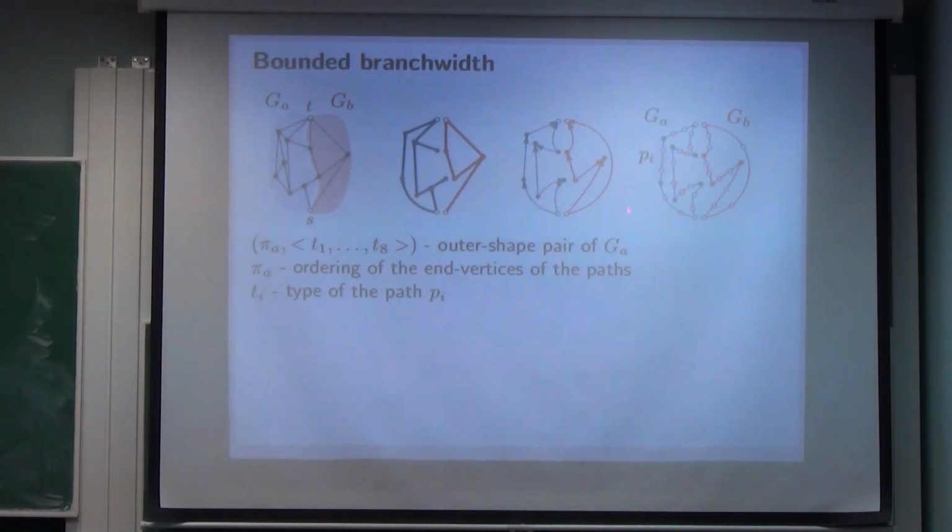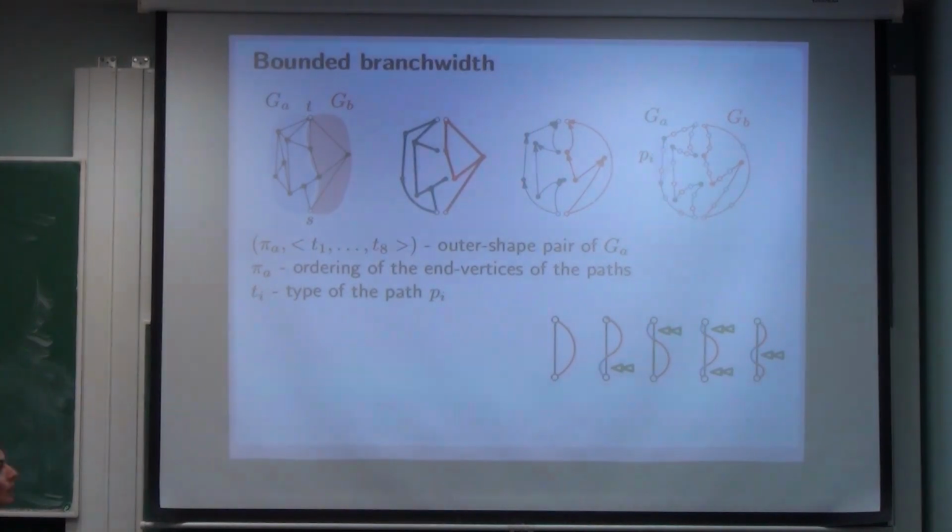This outer shape pair of the graph is composed of an ordering of the end vertices of the paths, the vertices of the actual paths that have length 3 in our modeling, and a tuple which gives the type of each path pi. So for every path, I store a type. So I have, for each possible assignment of types to the paths and all possible orderings of the vertices that can be realized, such an outer shape pair.